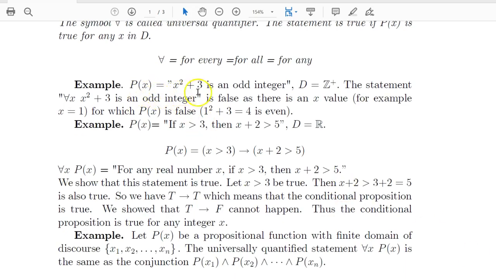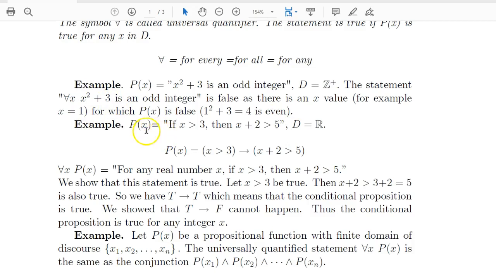Example. P(x) is x squared plus 3 is an odd integer. D is Z plus. The statement "for every x, x squared plus 3 is an odd integer" is false, because there is at least one x for which this is false. For example, x equals 1. 1 squared plus 3 is 4, which is even.